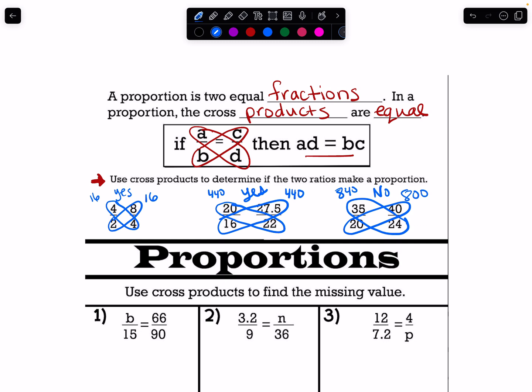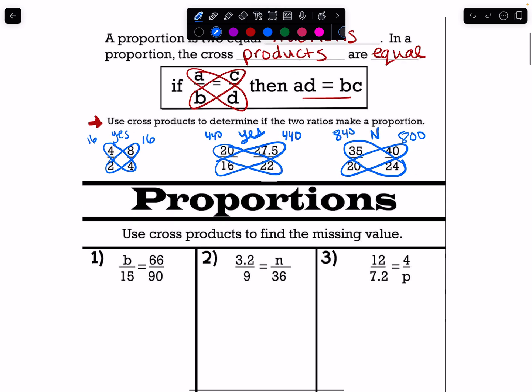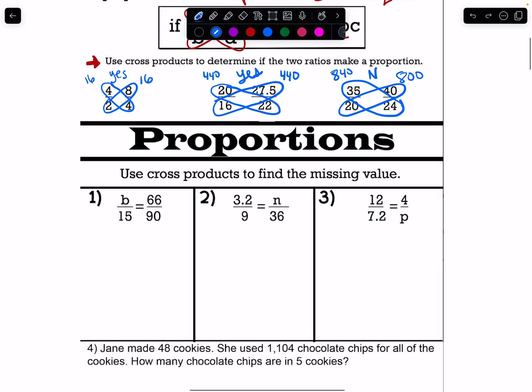Okay, so now if we know that proportions have equal cross products, then we can find a missing value when we're given two fractions with one missing number. So we're going to do cross products here. We're going to do 15 times 66, and we're going to do 90 times b. We're always going to write the term first that has the variable. We want that on the left. And then on the right, we're going to do the 15 times 66.